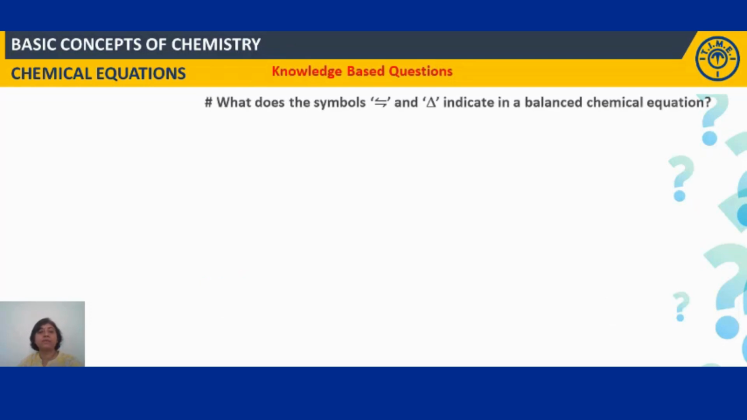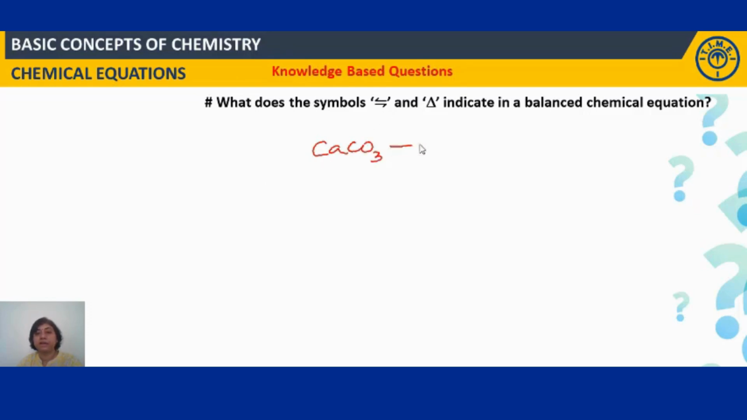So next question is, what do the symbols, you can see the double-headed arrow and a triangle sign, indicate in a balanced chemical equation? The double-headed arrow, you know, that is a reversible reaction. Fine. And the triangle sign shows that it is heating. When we are heating a reactant, then we have to symbolize it as delta. Let me show it. Suppose a reaction, let us take an example. Single example, I will show you both.